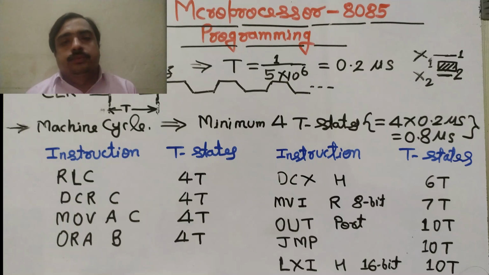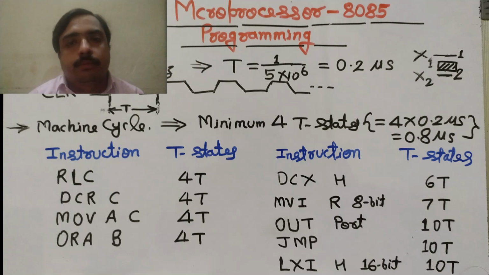Next, OUT port. This instruction is needed if we want to display our result, and this instruction requires 10 T states. This is the maximum time requirement of any instruction. Next, JMP instructions also require 10 T states. JMP is the jump instruction. There are two types of jump instructions, conditional jump and unconditional jump. I expect that you have learned these.